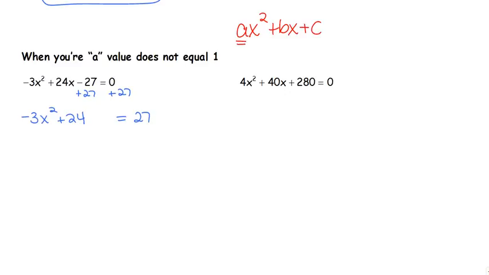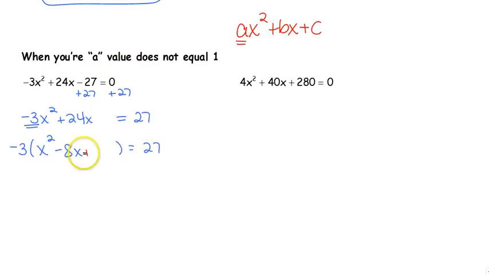And what we're going to do is we're going to factor out that a value. So we're going to create the a value to be 1. We're going to make it happen. So when we pull out a negative 3, that becomes a positive x squared. And 24 divided by negative 3 is going to give us a negative 8x.